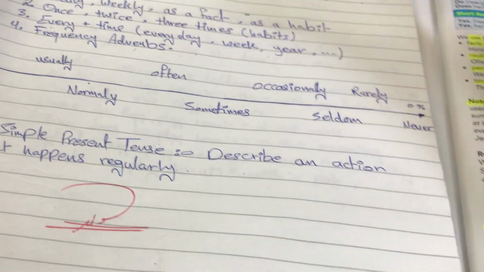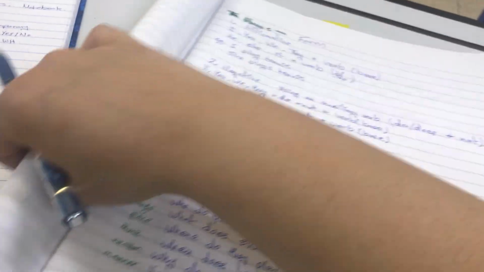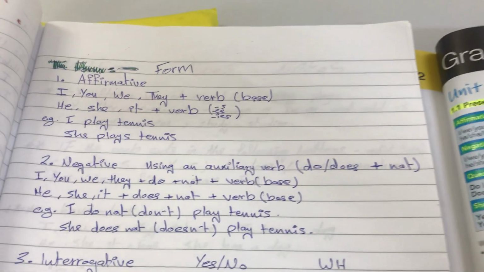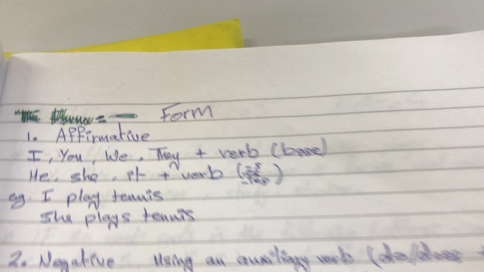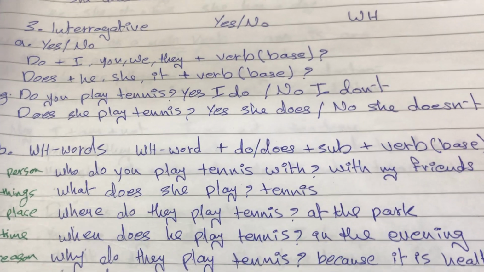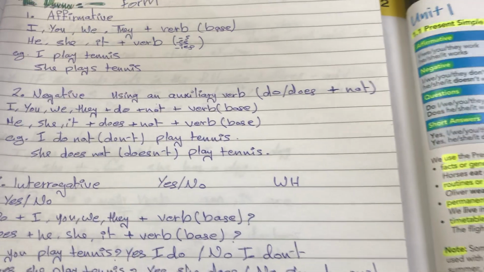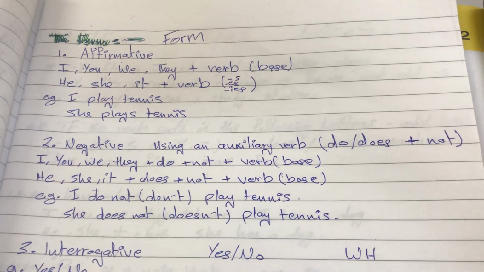Now, we'll go to the form. How can I form the present simple tense? Let's see. We know that in English we have three forms, which are affirmative, negative, and the interrogative or the question form. So let's talk about them step by step. We'll start with the affirmative.